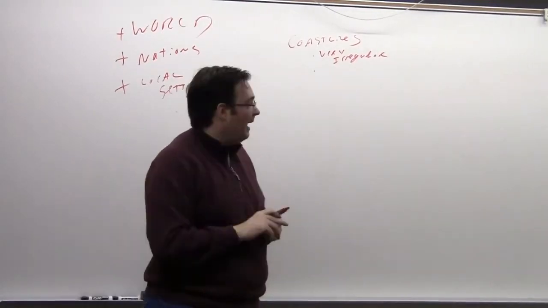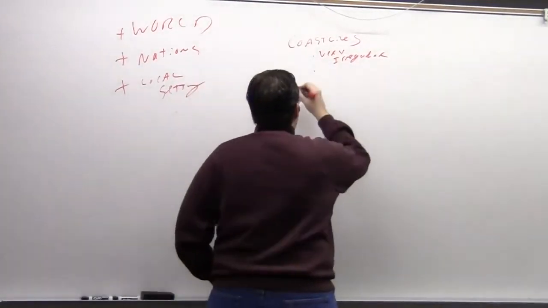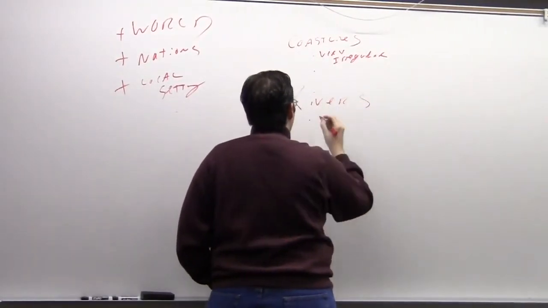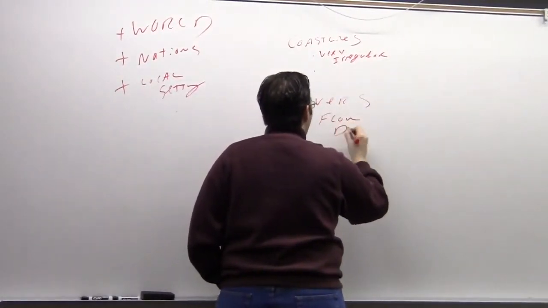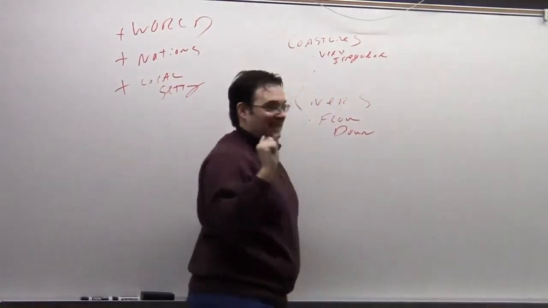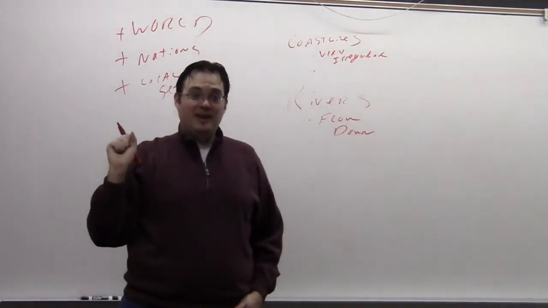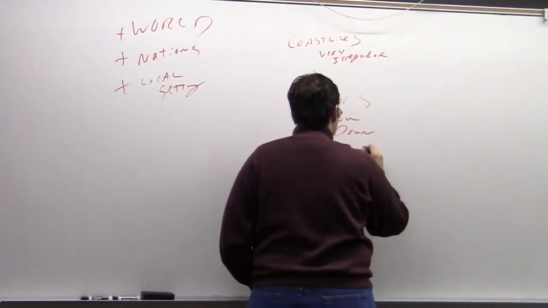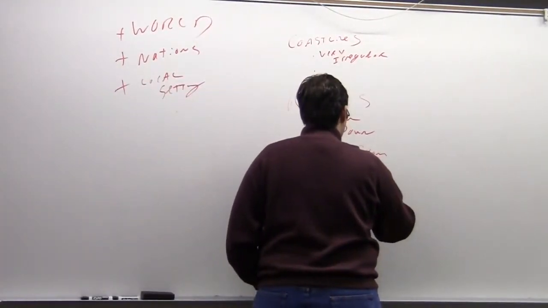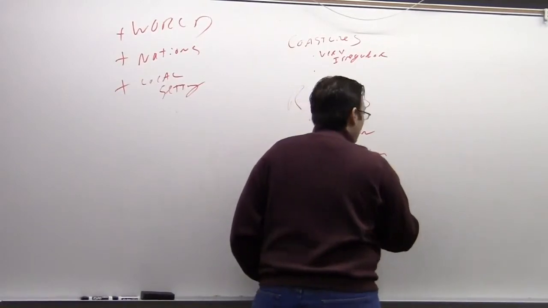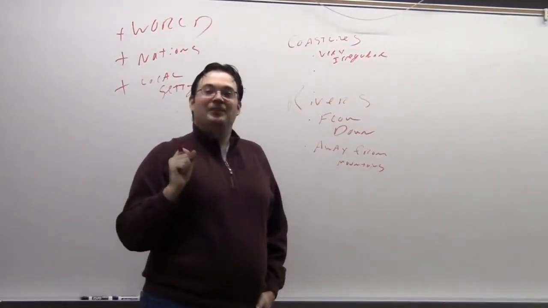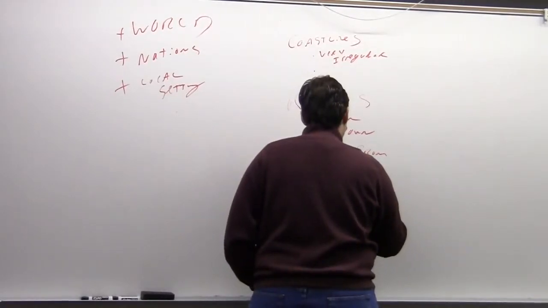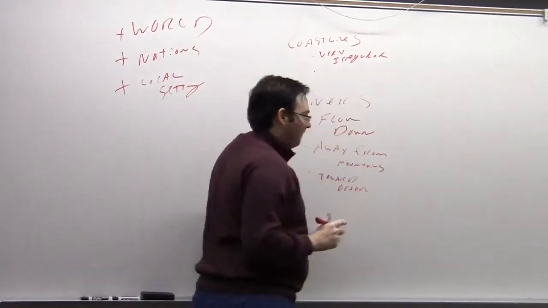Okay, so coastlines. Let's talk a little bit about rivers. Which way do rivers flow? Down. Flow down. Downhill. Away from mountains. Toward the ocean. Okay.